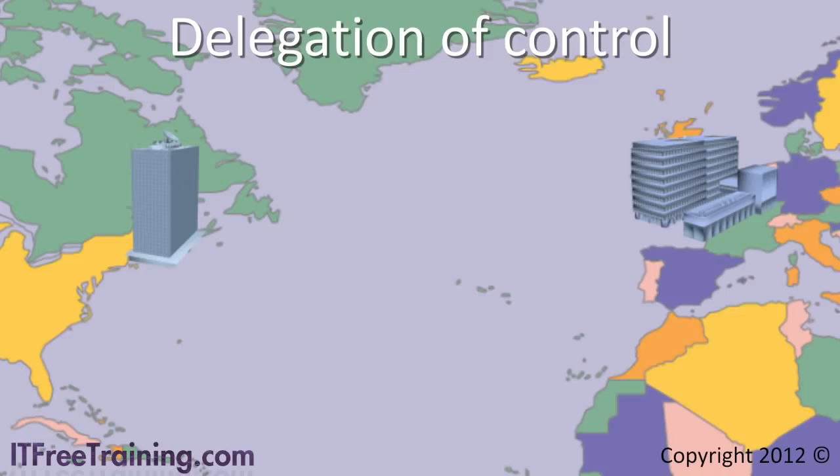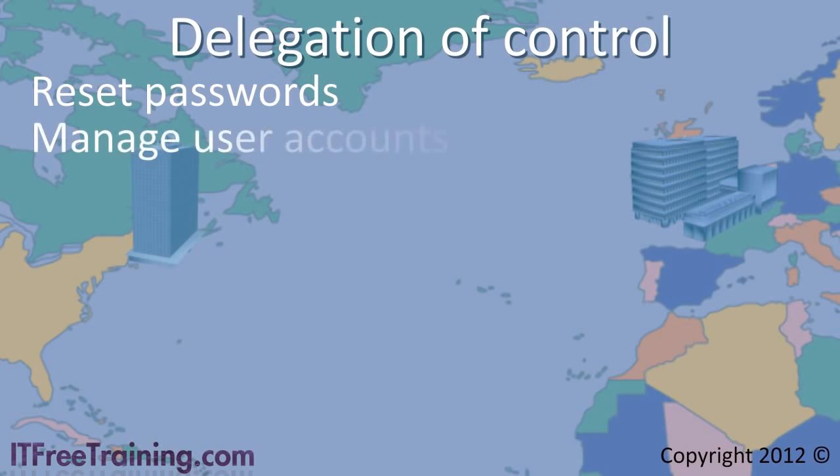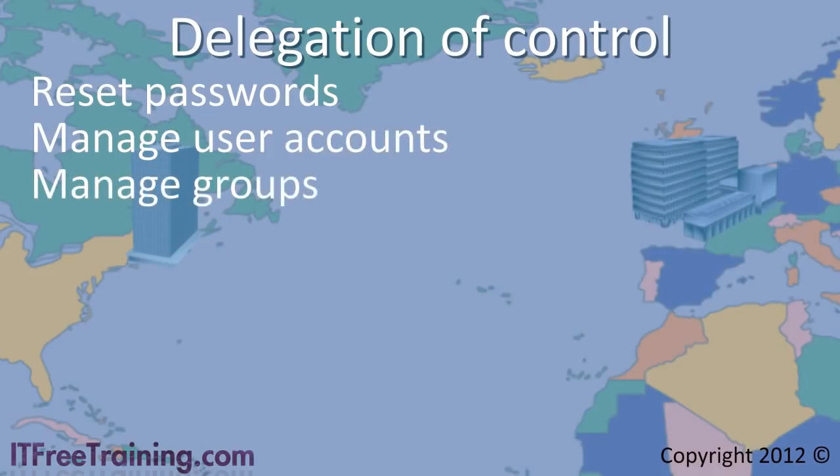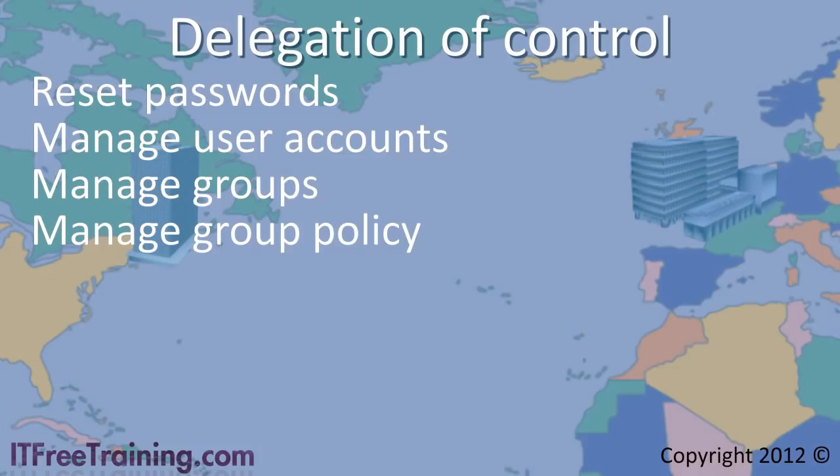Delegation of control allows you to do this, and the good news is that to set up, it's just a matter of running a wizard. As you will see in the demonstration, there is almost an endless amount of options that can be set up using delegation of control. The most common tasks that you will most likely configure are reset passwords, manage user accounts, manage groups, and manage group policy. Without further ado, I will change to my Windows Server 2008 R2 domain controller and look at how to use delegation.